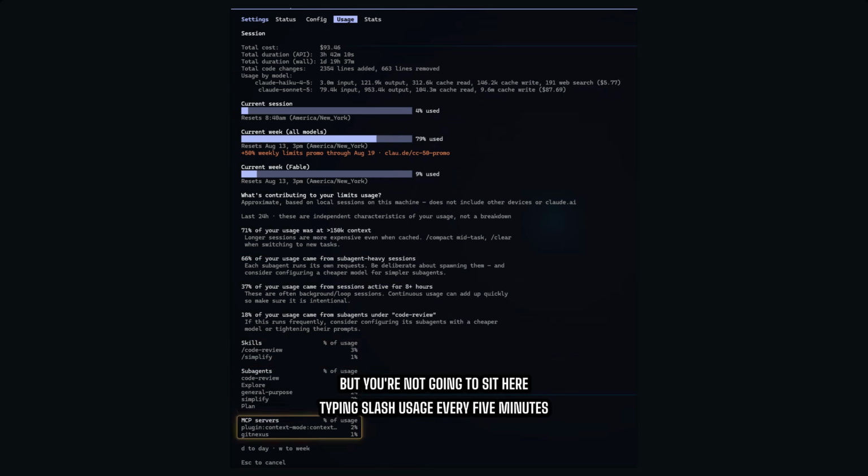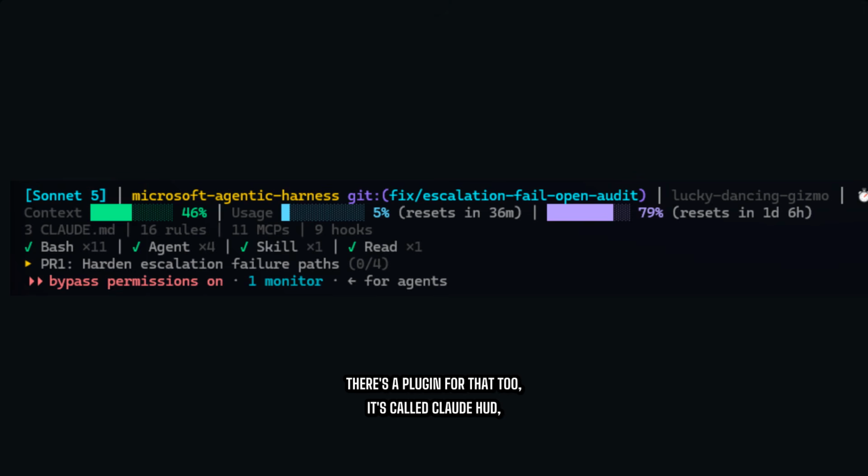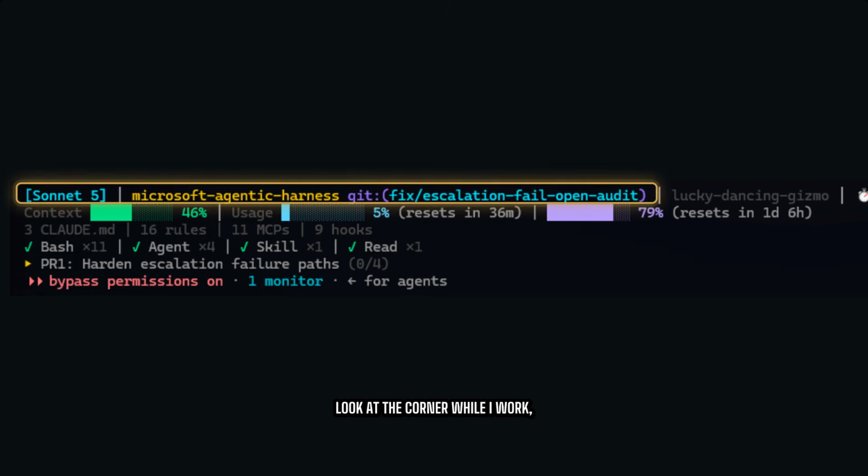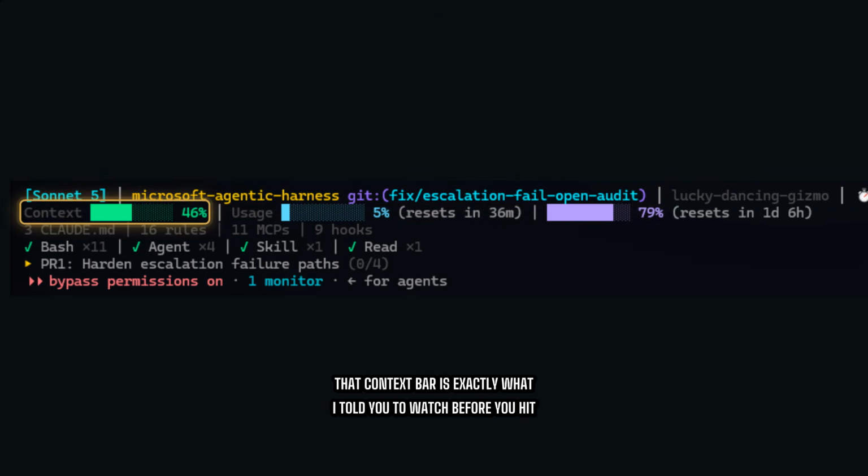But you're not going to sit here typing /usage every 5 minutes to check. There's a plugin for that too. It's called Claude HUD, and once it's set up, it just shows you the numbers that matter the whole time you're working, without you having to ask. Look at the corner while I work, not a screen you have to go open. Model, project, Git branch, right there the whole time. That context bar is exactly what I told you to watch before you hit compact.